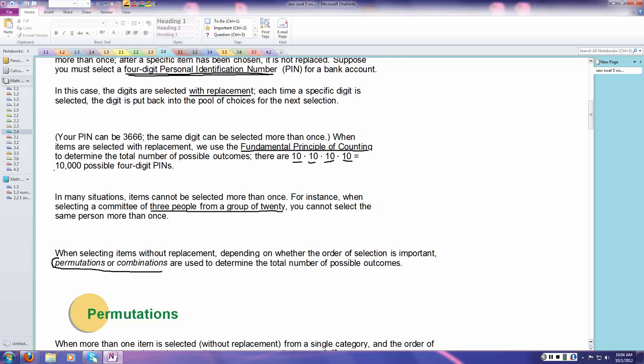When selecting items without replacement, depending on whether the order of selection is important, we're going to talk about a permutation and a combination. So always with permutations and combinations, it's without replacement. Keep that in mind. If we're doing anything with replacement, you're going to use the fundamental counting principle. So it's a very important distinction here. If, like in 2.3, I say something about a license plate where the numbers can be replaced, like AAAA could be a license plate number, then you would not use permutations or combinations. Permutations and combinations only work with things that are not replaced, so without replacement.